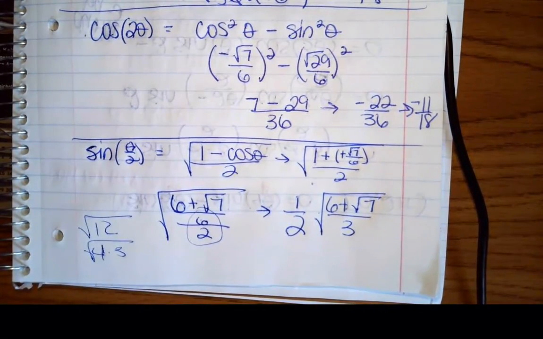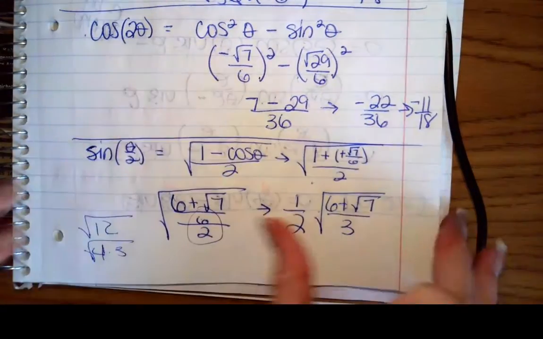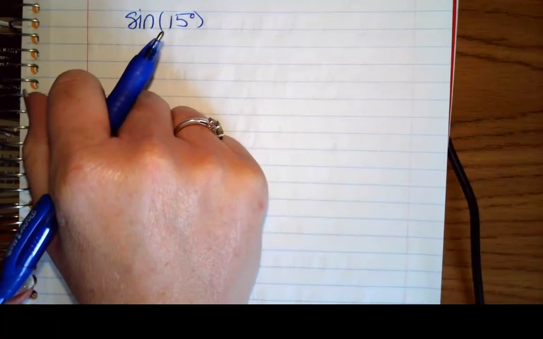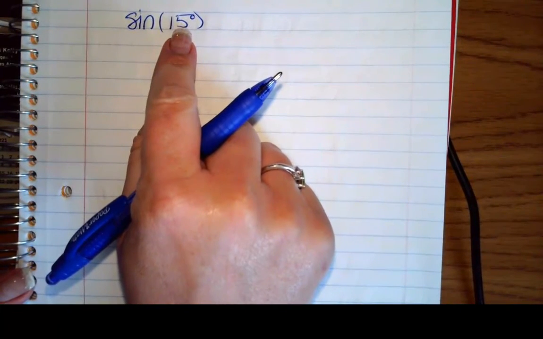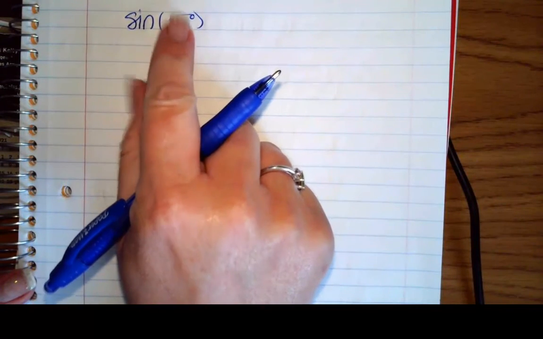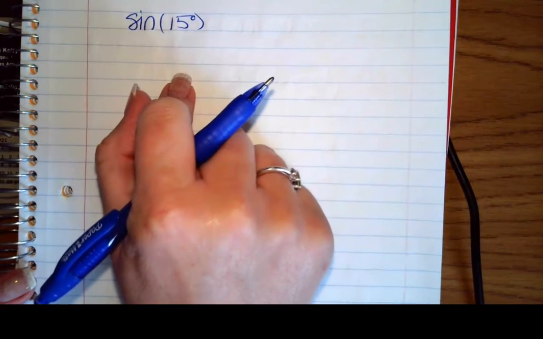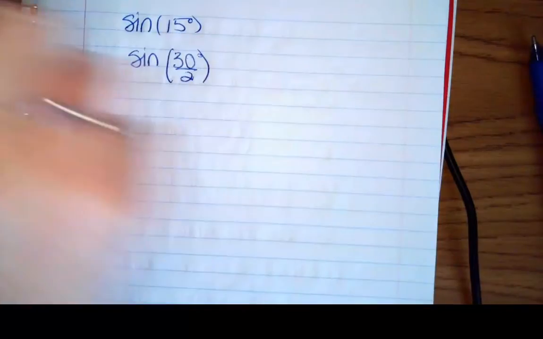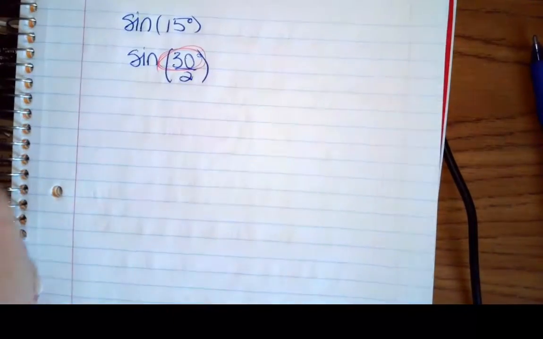All right, so now that you can set those up, we're going to apply some of these things. So for instance, I want to find the sine of 15 degrees using a half angle formula. So I am going to figure out what this is the half angle of. In order to do that, I double this and then divide by 2. So that's going to become the sine of 30 degrees over 2. If you simplify that, you'll get 15. But now I have it in the format of a half angle.